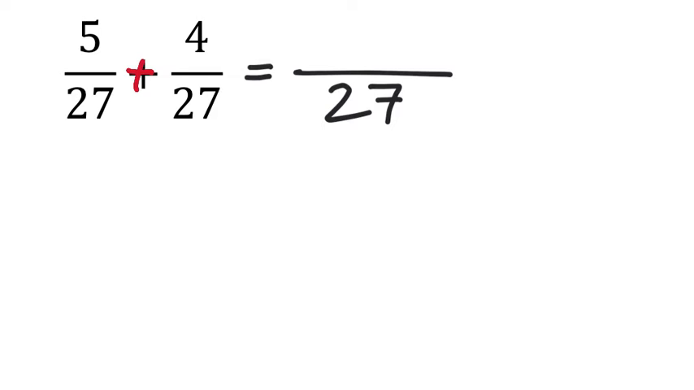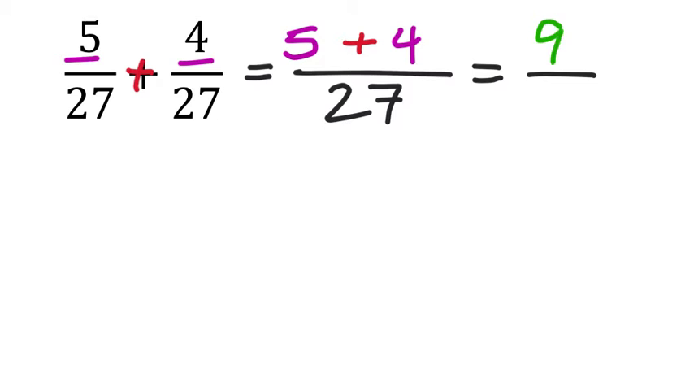Now this one's an addition problem again, so we're going to stay with addition. The two numerators, 5 and 4, need to be added. So 5 plus 4 in the numerator, I get 9, and the denominator once again will stay. So I get 9 over 27. Now at this point, like we said in the last problem, we should look to simplify it. 9 over 27, and 9 and 27 are both divisible by 9.